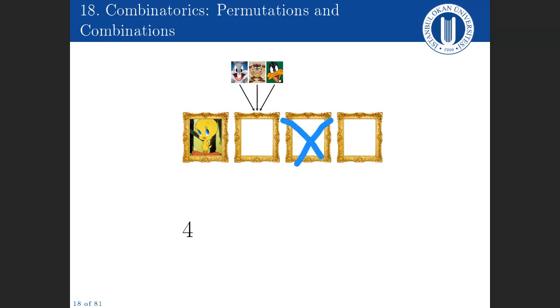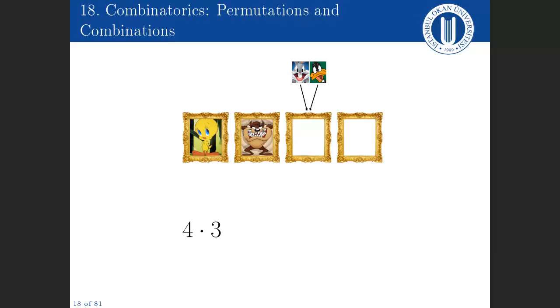Now we've got three pictures left. We can choose one of these three pictures to put here. Let's suppose that we put Taz just here. So far we've got four multiplied by three choices. And then we move on to the third picture frame. There's two pictures left to choose from. We can either put Bugs Bunny in or we can put Daffy Duck in. So we've got two choices. Let's say we put Daffy in. Now that's four multiplied by three, multiplied by two different ways so far.